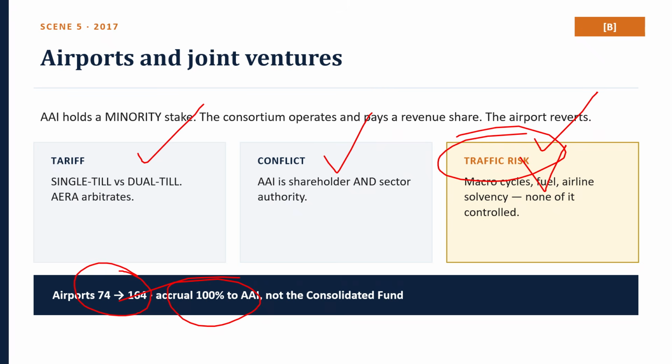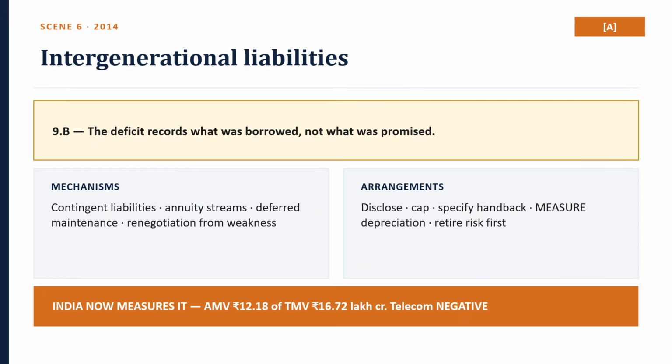So what about intergenerational liabilities? The hardest question in this head is the 2014 question, asked for 12.5 marks. The question is: explain how public private partnership arrangements in long gestation infrastructure projects can transfer unsustainable liabilities to the future. What arrangements need to be put in place to ensure that successive generations' capacities are not compromised? This is the best question in the set and the one most likely to be reframed and re-asked.